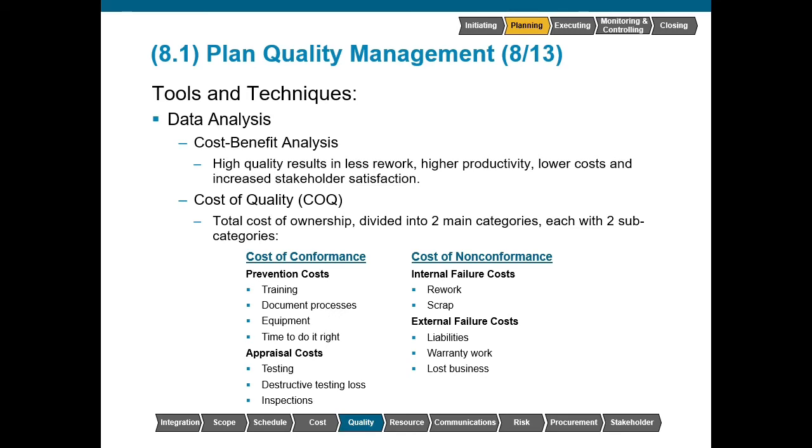Now, if this unit gets to the customer, it is now an external failure. This is where we can have liabilities that we could be facing. In some situations, we may have to do refunds. We may have to pay money back. We may have to do warranty work. We may have lost business. Think about any time that there's been a major recall. How many people are eager to go purchase the next product that's released by that manufacturer?